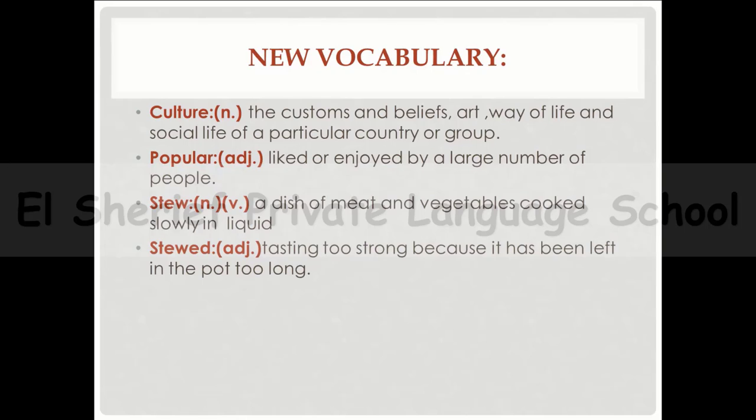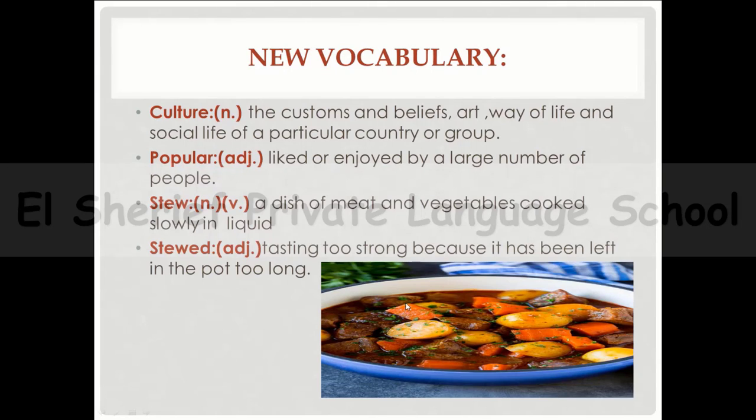Okay, let's move to stew. This stew, guys, can come as a noun or as a verb. Listen to the sentence. It's a noun here. I'm making beef stew for lunch. So this is a noun here. As a noun, it means a dish of meat and vegetables cooked slowly in a liquid. And this is a picture of the stew. So stew is a dish of meat and vegetables cooked slowly in liquid. Okay, so this is as a noun.